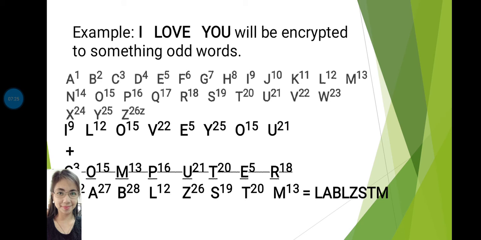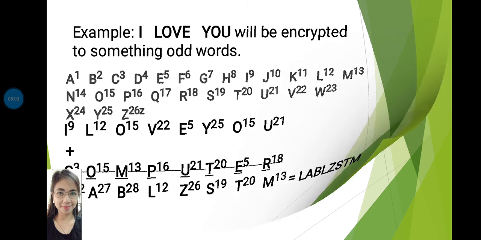So 9 plus 3 is 12. The 12th letter is L. So the first letter is L. Then the positional number of L here is 12. So when added by the positional number of O, which is 15, that becomes 27. Since the alphabet letters are only 26, we have to start again from the very beginning, that is from A. So 26 when added by 1, that's 27. So the positional number is also 27. That is A. Until the last letter.